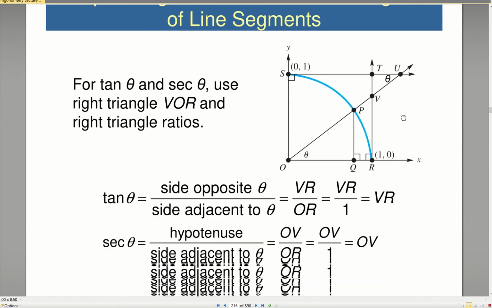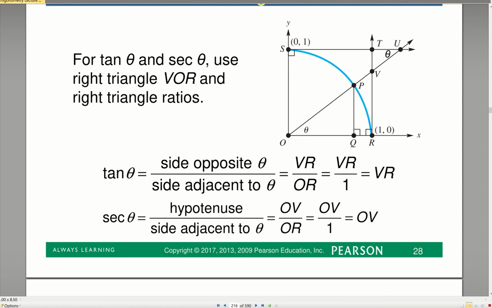Now, for tangent and secant, we can look at this second triangle. I'm wondering if you have already noticed what's interesting about those three triangles that we have looked at. Think about it for a minute and you'll see they all have something in common. So go pause the video for a minute and try to figure out what it is that all three of those triangles have in common. There's a certain quality.